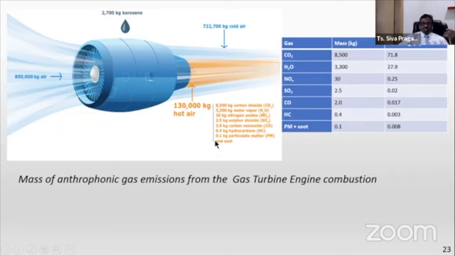And among that, you can see the different amounts of all these gases being produced just from the atmosphere mixed with the jet fuel, because jet fuel contains a lot of carbon, right? It's fossil fuel carbon. If we take the mass to percentage calculation, we can see that CO2 contributes about 71.8% of the total emission. Then we have water vapor, which is 27.9%, and then other minor gases. So this again proves why CO2 is the principal, dominant gas that is the most detrimental.